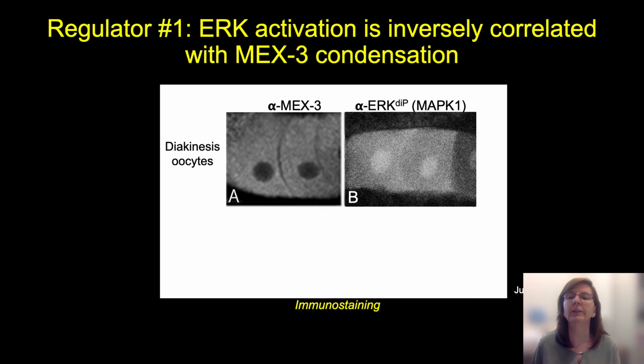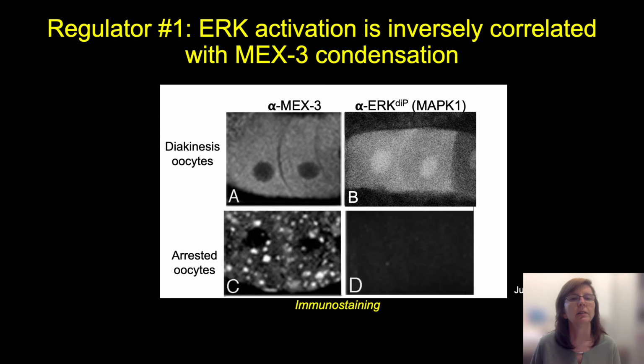So the first of two regulators of phase transitions I want to describe today is the extracellular signal regulated kinase, or ERK. In diakinesis oocytes, which are shown here in the top row, diphosphorylated or activated ERK is detected in these most proximal oocytes. And we can see this is localized strongly to the nucleus of these two oocytes in panel B and also throughout the cytoplasm. As I've shown you previously, MEX3 is diffused throughout the cytosol in these diakinesis oocytes. In the bottom row, in contrast, we see arrested oocytes, where activated ERK is not detected and MEX3 is condensed into large RNP granules.